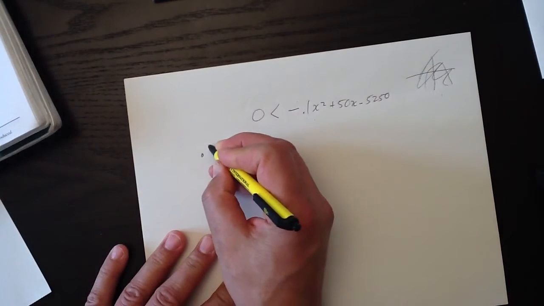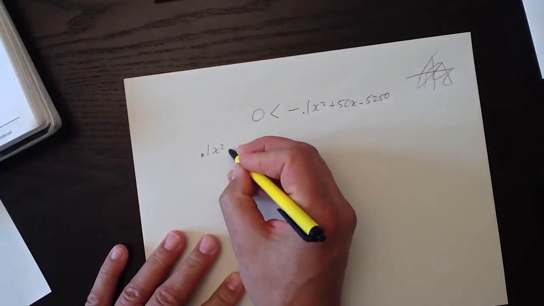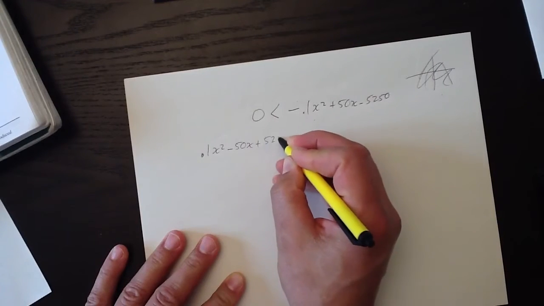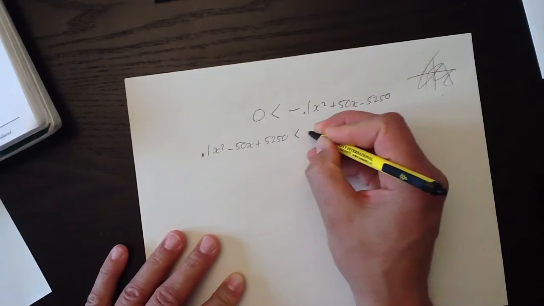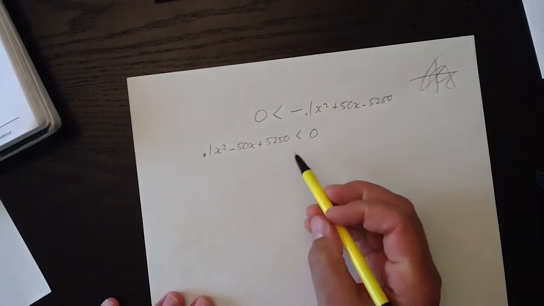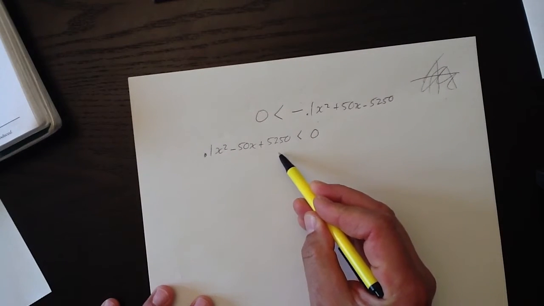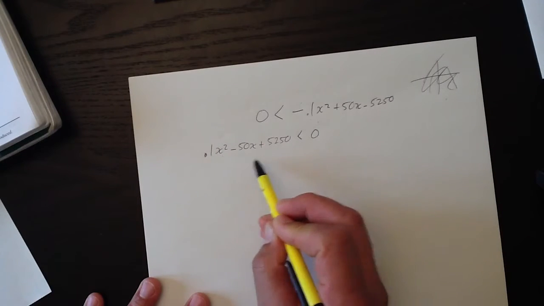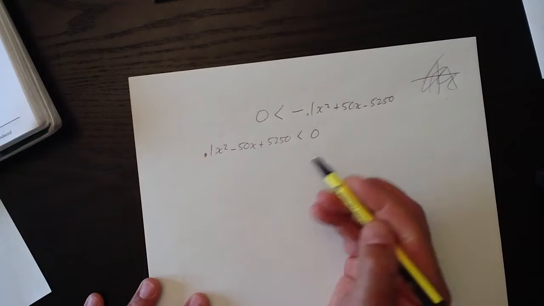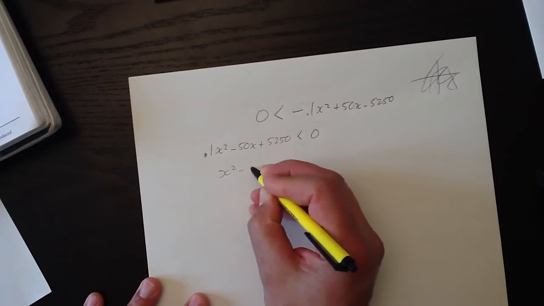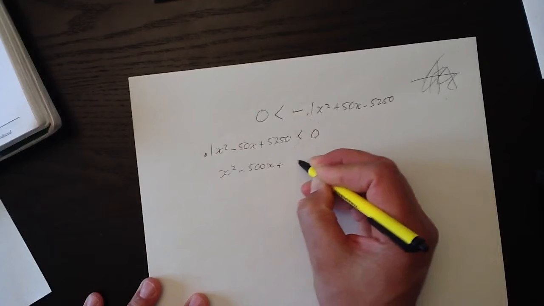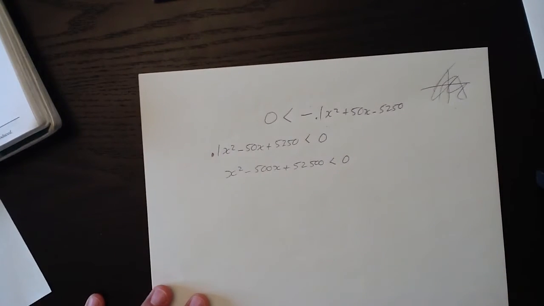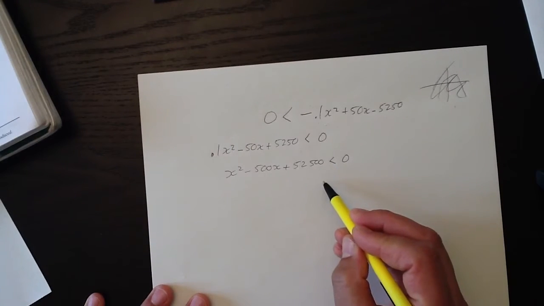So I get the 0.1x squared over here. Now it's going to be negative 50x, and it's going to be positive 5250, and the rest looks exactly the same, and there's nothing left on the right hand side. So this is a quadratic function that I have to deal with. I'm going to get rid of this 0.1 because it's ugly, and I'll do that by multiplying the entire thing, both sides, by 10. That gives me x squared minus 500x plus 52,500 is less than 0. And so if I can solve for this, then I'm in business.